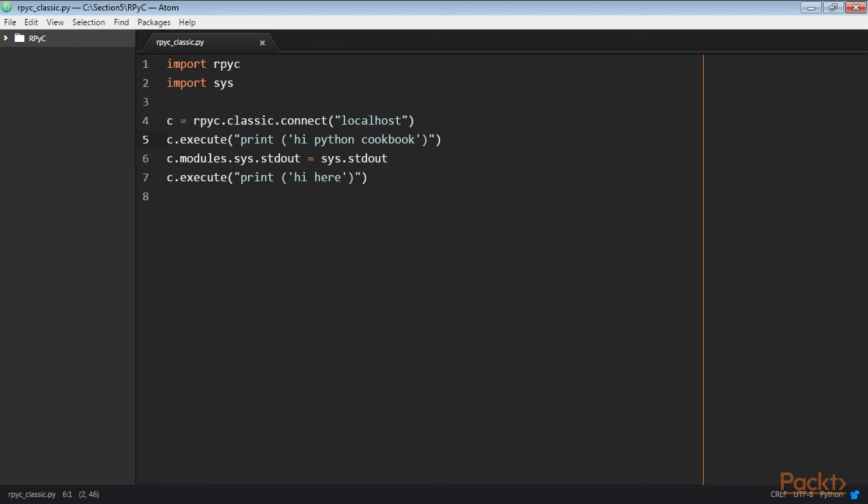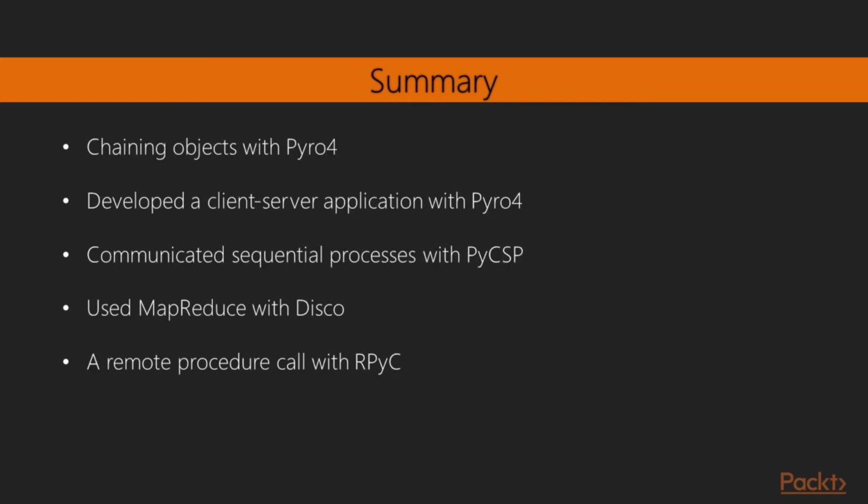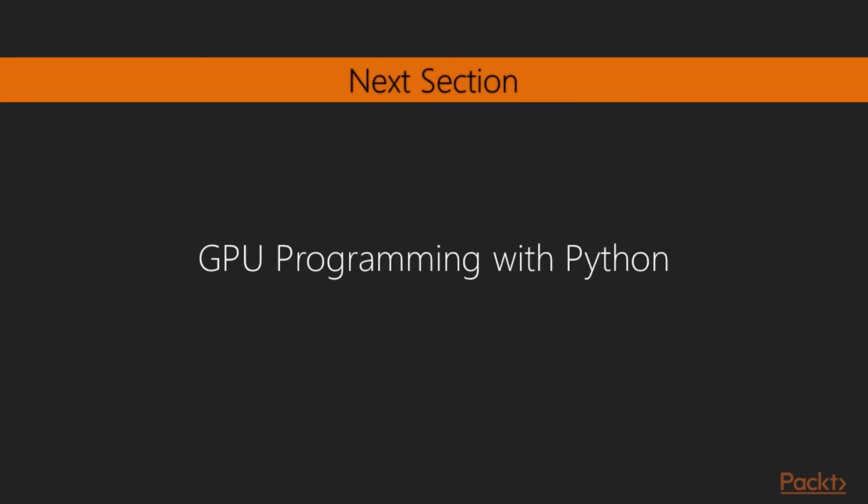So here we are at the end of this section. In this section, we saw how to use Celery to distribute tasks and to create tasks. We then carried out scientific computing and saw how to handle map functions with the help of Scoop. Furthermore, we moved on to understand remote method invocation and chaining objects with Pyro 4. We also saw how to develop a client-server application and communicate sequential processes with Pyro 4. In the end, we learned how to carry out a remote procedure call with RPYC. In our next section, we'll take a look at GPU programming with Python.